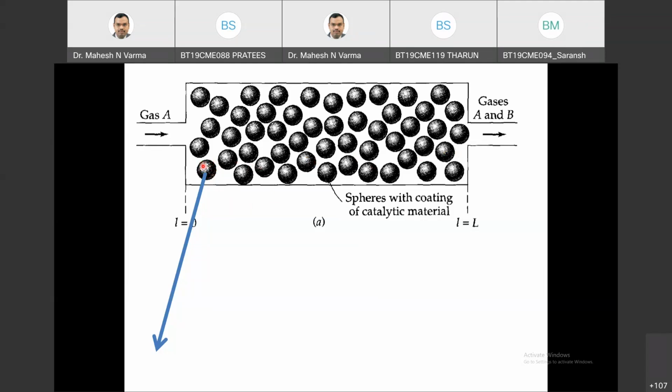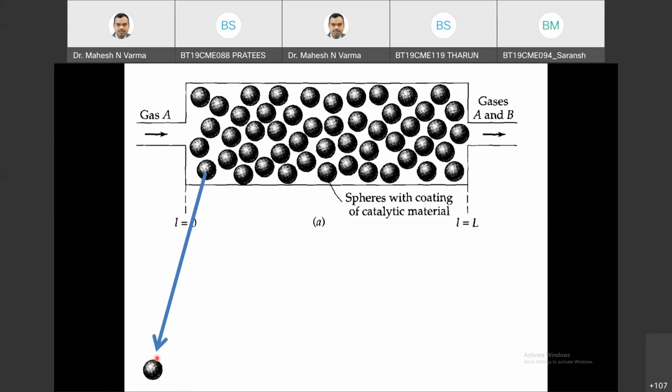We have also discussed that the film thickness delta will be very small compared to the diameter of the particle. So this is a hypothetical gas film where we are assuming that the overall resistance to mass transfer exists. This is the catalyst particle. Whatever derivation we are doing, the rate of mass transfer or flux and concentration profile, is for an individual particle. This is stage 1 only.